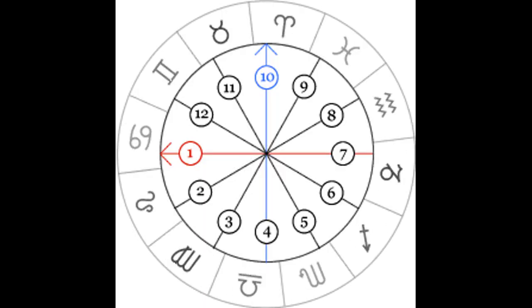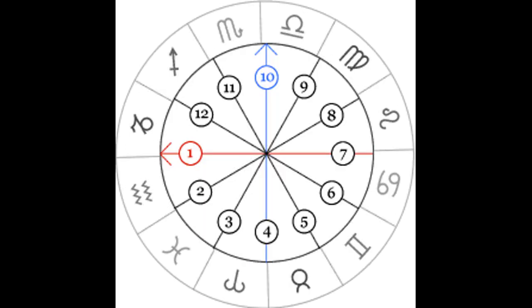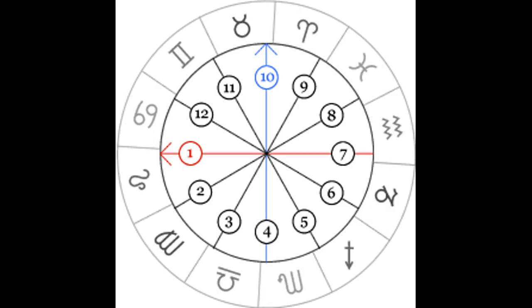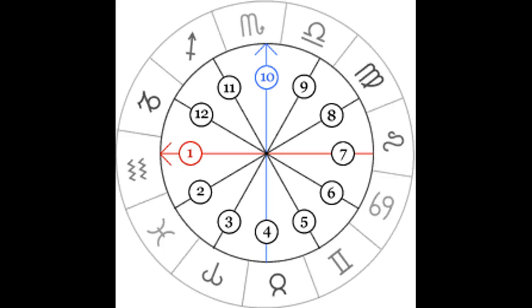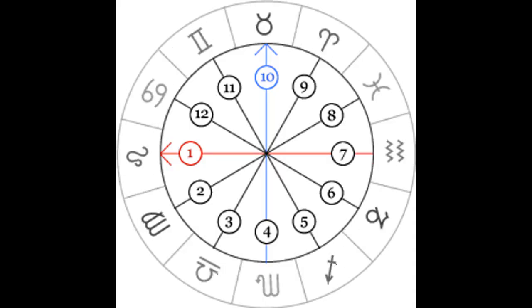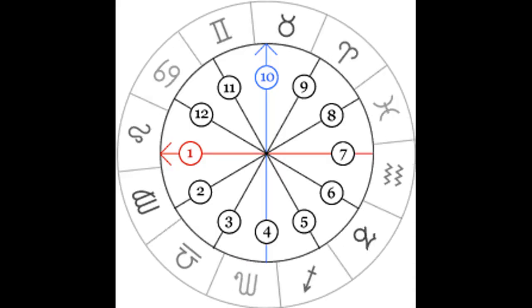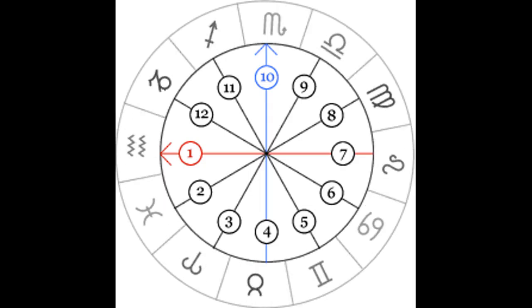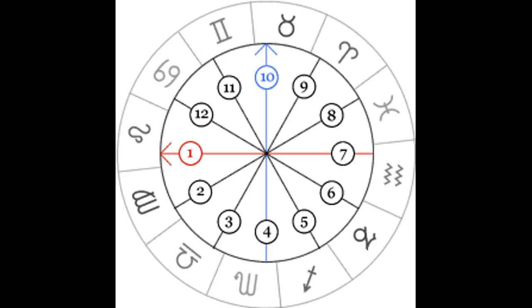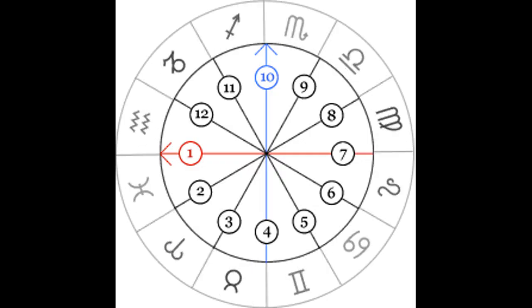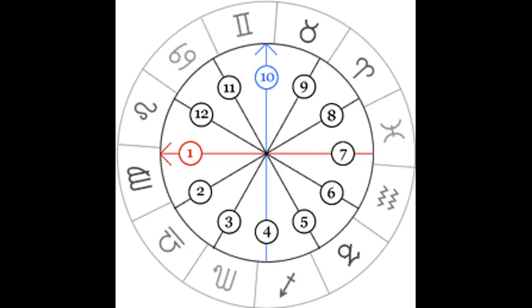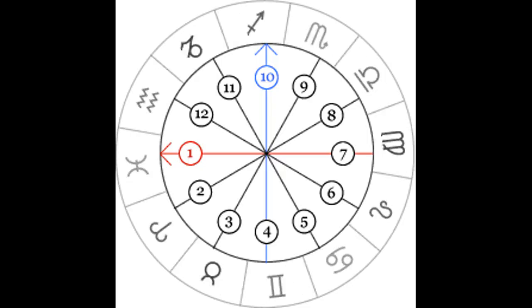First house, it's about yourself. The ruler is the personal planet based on the sign. It's about identity, approach, physical presence, health. The first house is the star of the show. It represents you, the question, the asker. This is your starting point, your mindset, your energy, and your physical presence.